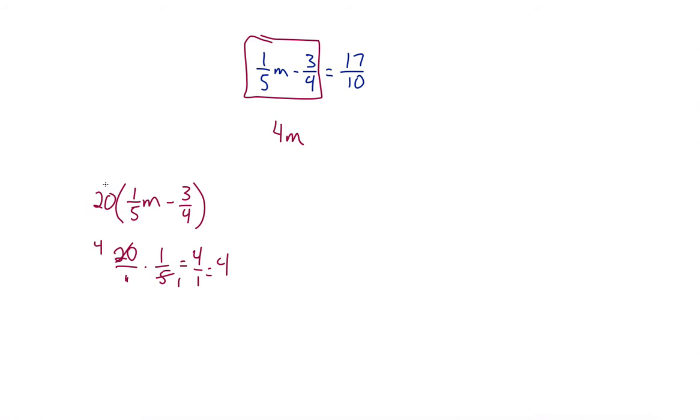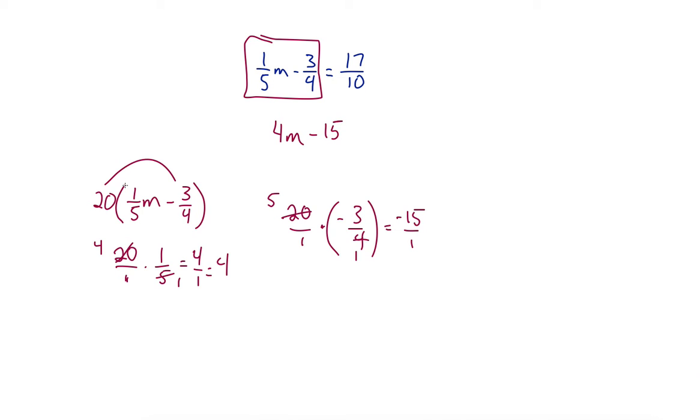Okay? Now let's do this 20 times negative 3/4. So 20 over 1 times a negative 3/4. Let's separate the signs there. Now I can cross simplify. 4 goes into itself once, goes into 20 5 times. If I multiply straight across, I have 5 times negative 3 is negative 15 over 1, which of course equals negative 15. So this minus 3/4 has become negative 15.